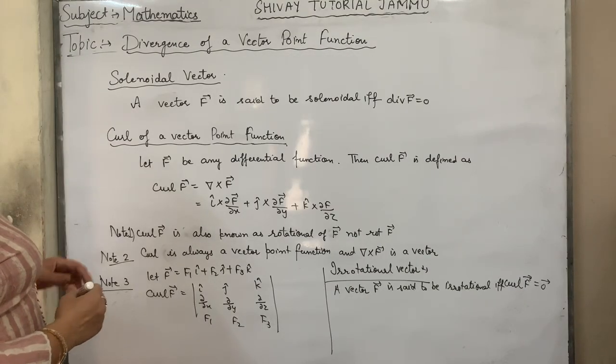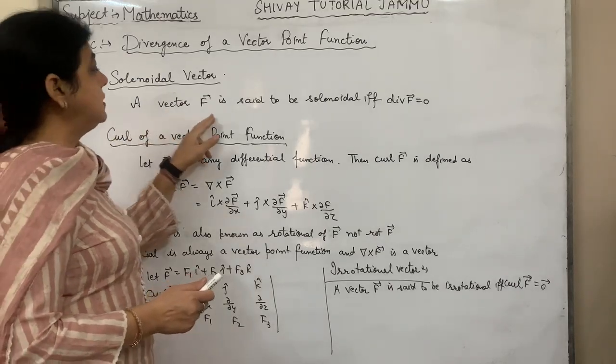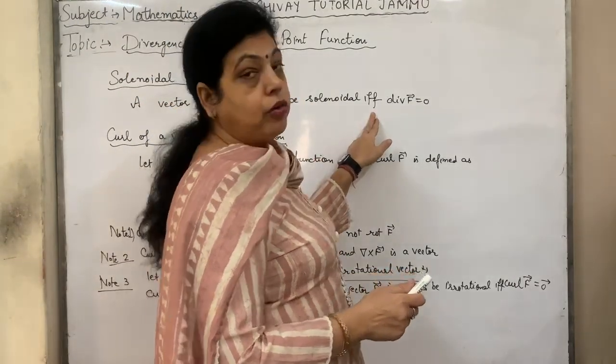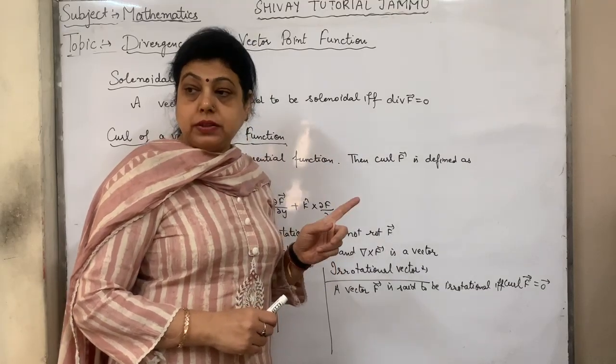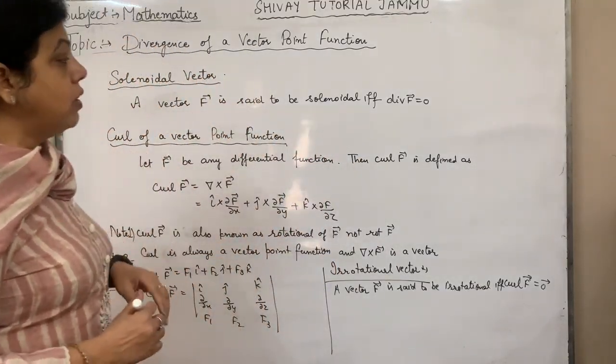Next is solenoidal vector. A vector is said to be solenoidal if and only if divergence of f is 0. If del dot f is 0, then it is known as a solenoidal vector.